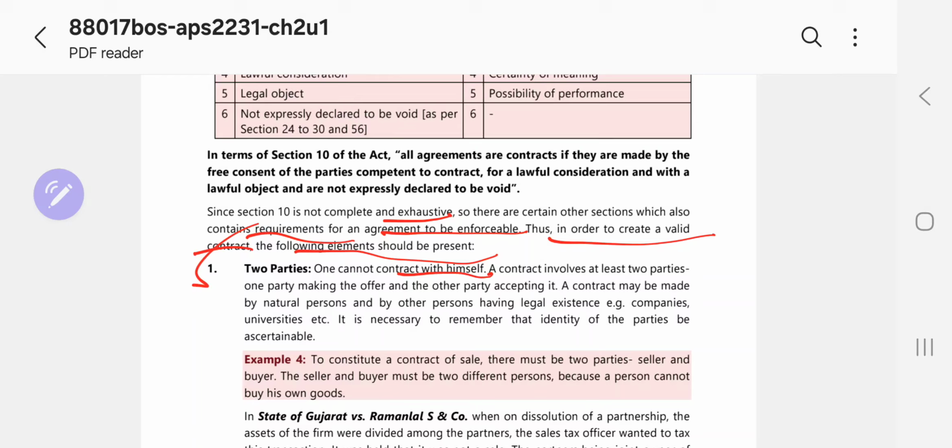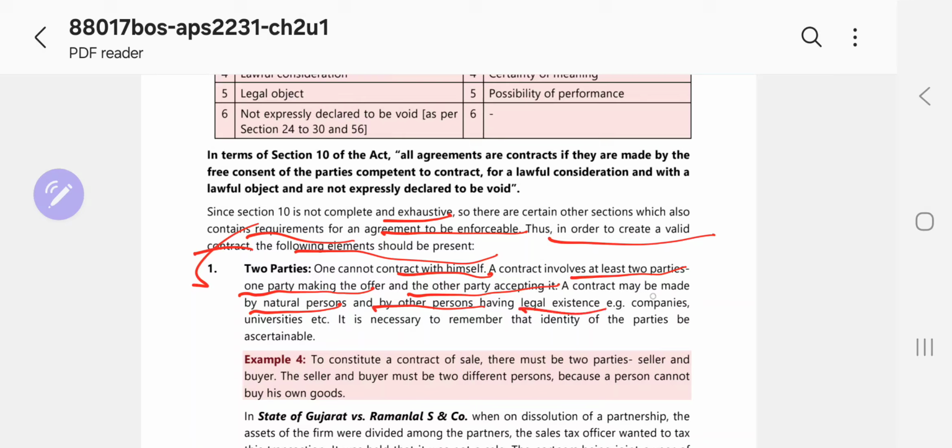Okay, so the basic essential element to turn an agreement into a contract is that there should be two parties. A contract involves at least two parties, one party making the offer, that is the proposal, and the other party accepting it. A contract may be made by natural persons and by other persons having legal existence.